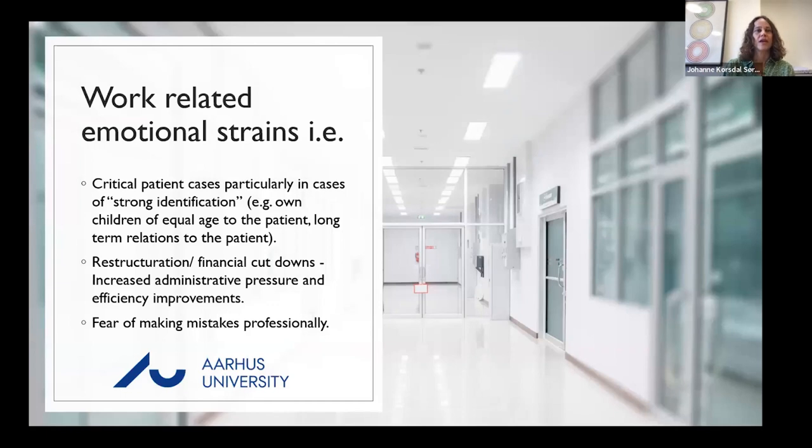So which are then these work-related strains? It may be the critical patient case, particularly cases of a strong identification. It may be if the physician has a child himself that is of equal age as the patient, or if the long-term relations to the patient somehow affect the physician. Some patients have been in contact with a specific physician for half a life or something like that.